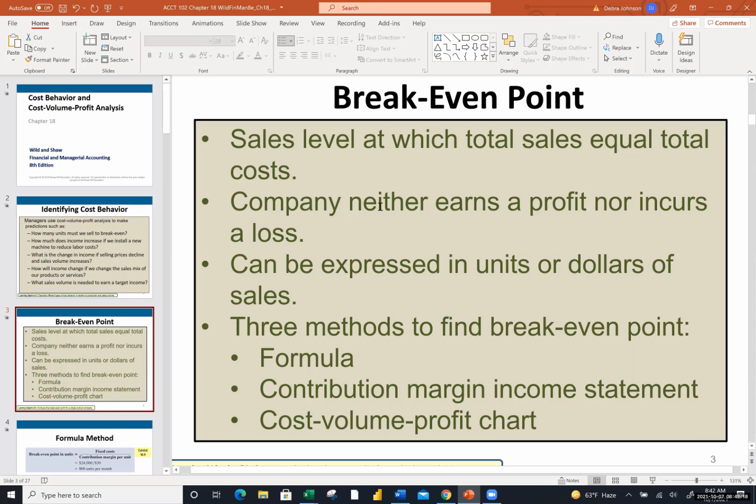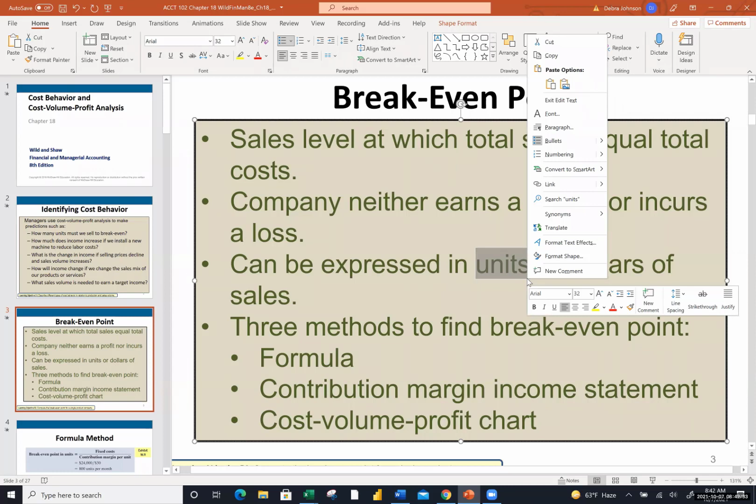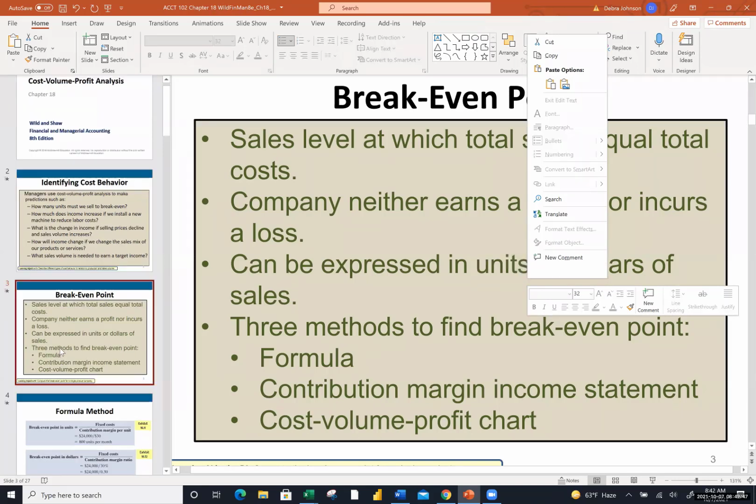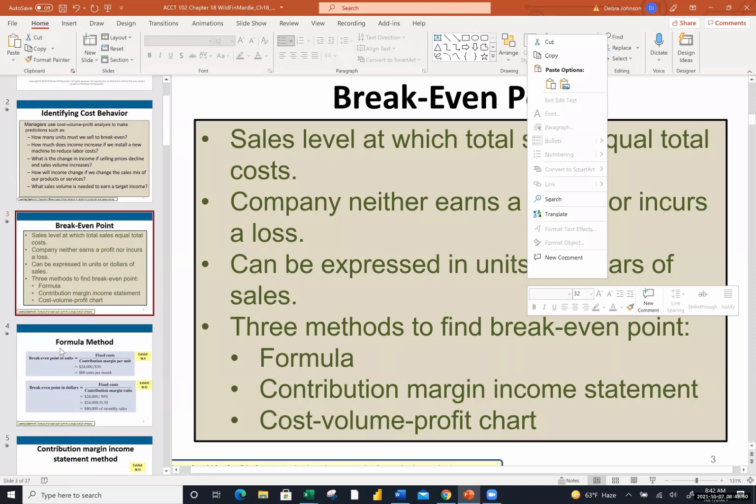We know that the break-even point is exactly what that word means. It's the point where there is no loss and no profit. It's the point at which you break even. We know that it can be expressed in units or in dollars, and we've gone back and forth between the two. And then there's 3 ways to find a break-even point. We've typically been using the formula. We have used a contribution margin income statement, and your book has used cost volume profit charts to detect the break-even point. Questions on those first 3 slides?